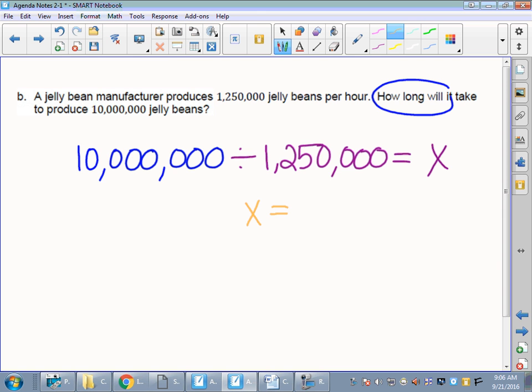8. What's my label on that 8? I forgot to put a label on the last one. 8 what? 8 days? 8 months, 8 weeks, 8 minutes? What is our label for 8 for 10 million jelly beans? 8 hours will get us 10 million jelly beans.